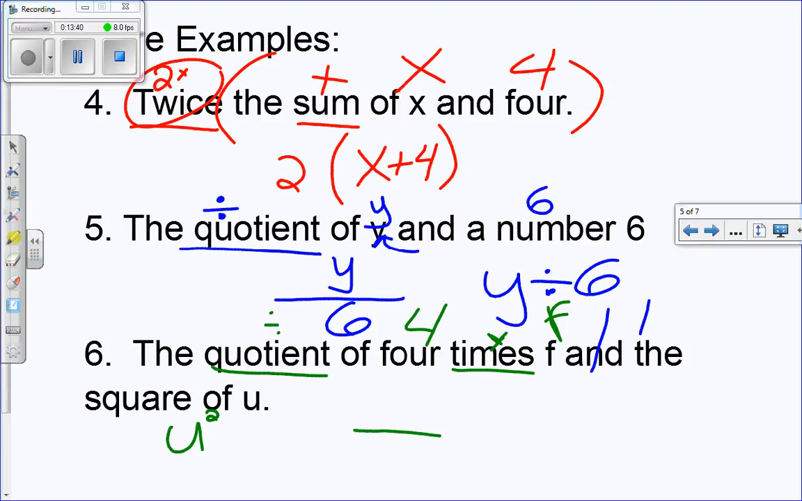That word "and" is separating the division bar. Whatever's coming before it is going on the top, and whatever's coming after that word "and" is going in your denominator. So I've got 4 times f, so 4f on the top, and my u squared down below. Okay, 4f on the top and u squared down below. So some of these are a little bit more tricky. You've got to be careful about how things are worded. Okay? All right.